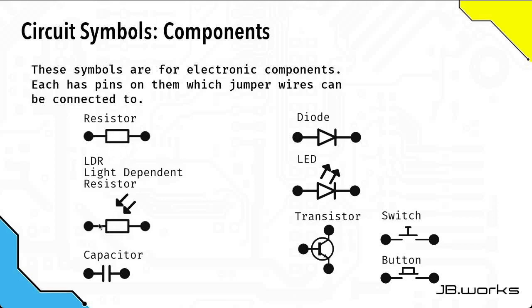This is the light dependent resistor, which is a resistor symbol with some arrows pointing towards it because the light comes into it, as opposed to the LED symbol, which is an LED that emits light, so the arrows point away from it. Then you've got capacitors, diode, LED diode. This is a transistor, and these are different types of switch. So a normal switch and then a button switch. So circuit symbols for components are like this, as opposed to the connection symbols that we looked at just previously.